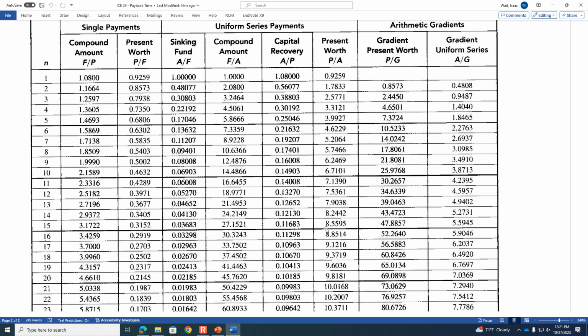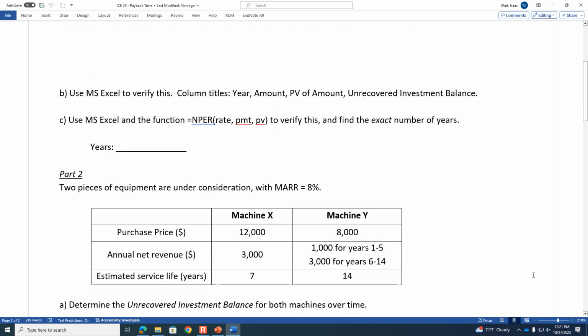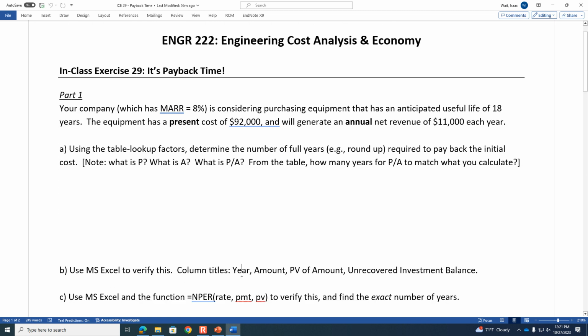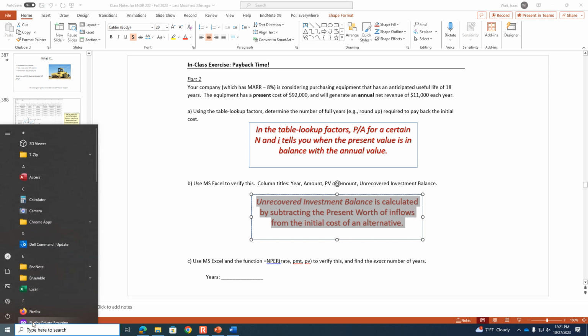Okay, so we can verify that with Excel a couple of different ways. One is to set up the table with the column titles that are described here: year, amount, PV of amount, and then unrecovered investment balance. For the unrecovered investment balance, as it says here, you're subtracting the present worth of the inflow from the initial cost of the alternative and then just accumulating that over time.